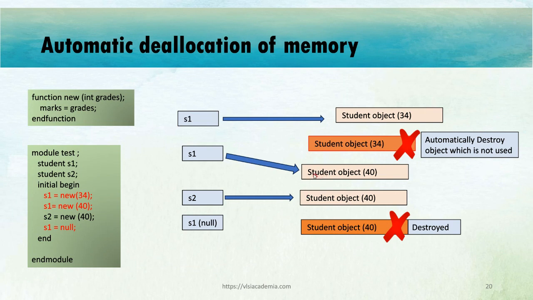All the objects that were created in the intermediate process, they all will be destroyed since they are not currently used by any handle. No handle is pointing to them. So that is how the automatic deallocation of memory works. All the objects which are not being used currently will be automatically destroyed by SystemVerilog classes.